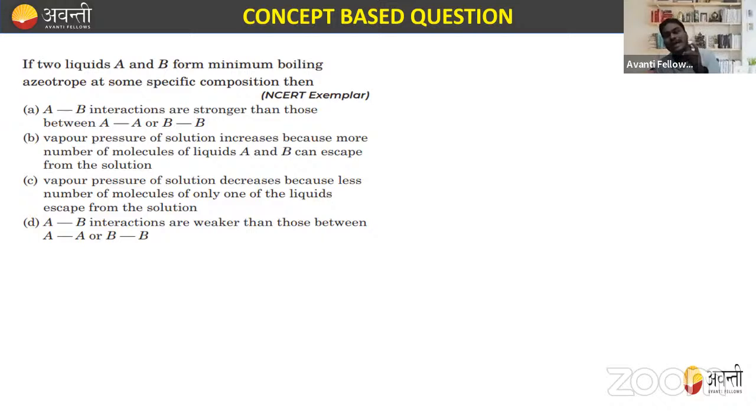Yeah, so we know that minimum boiling azeotropes are shown by those which show what?